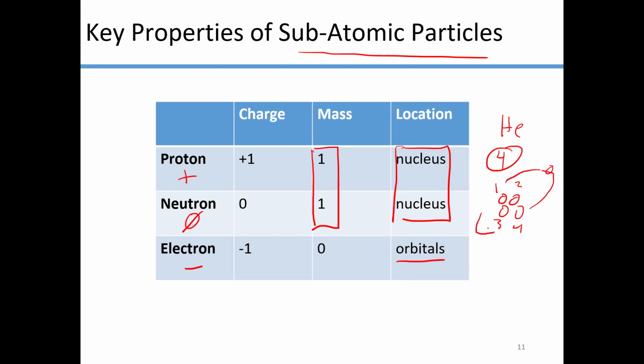We had 1 and 2. They were negative, and that also gives us our atomic number because it also tells us how many protons we have. So again, we had 2 electrons, and then we had 2 protons. So these are the key properties that help us differentiate and dictate what our atomic mass is and what our atomic number is going to be.